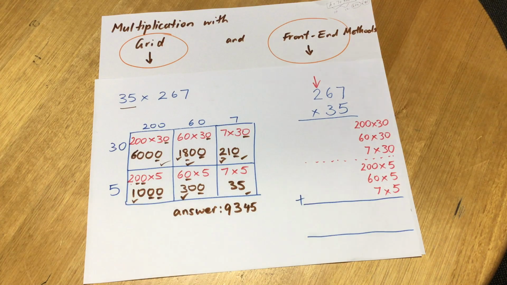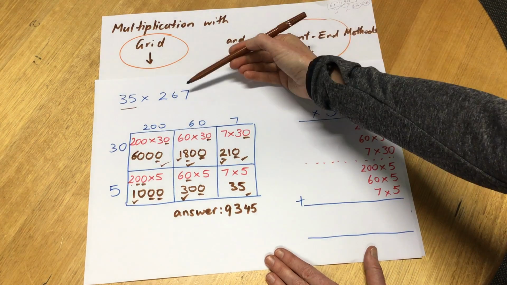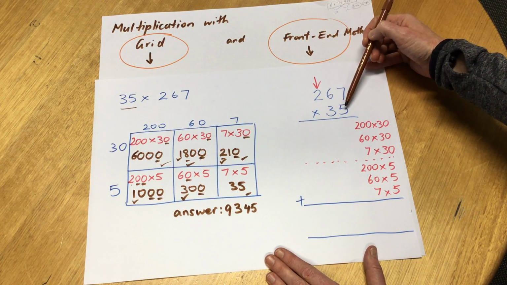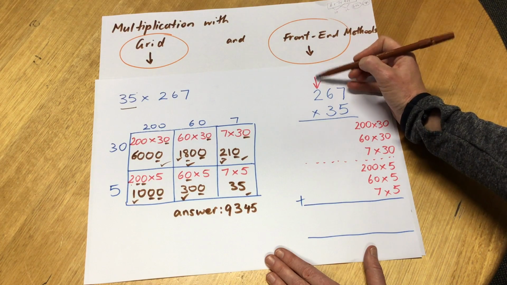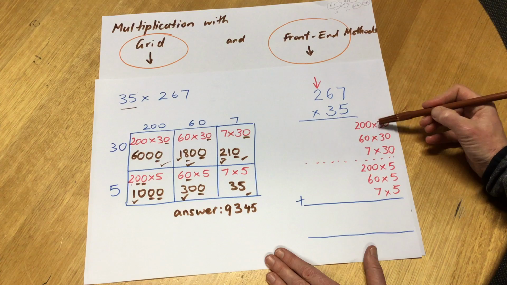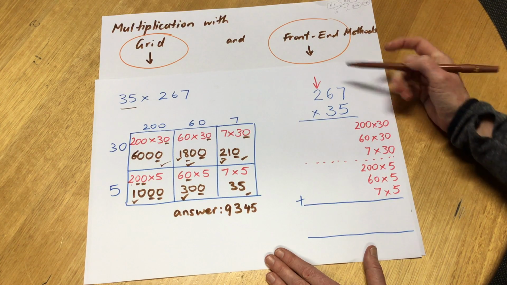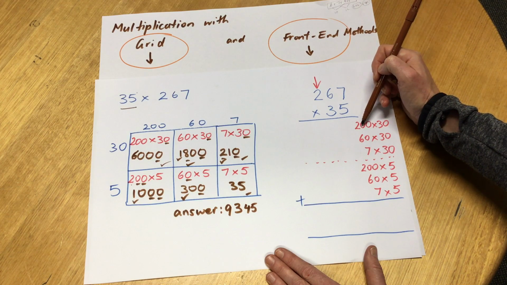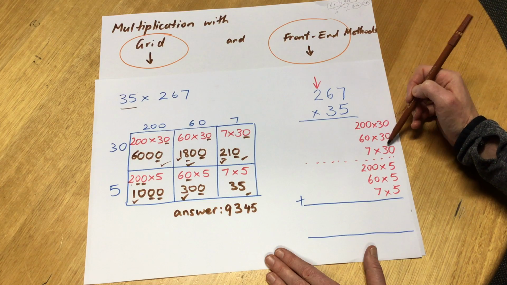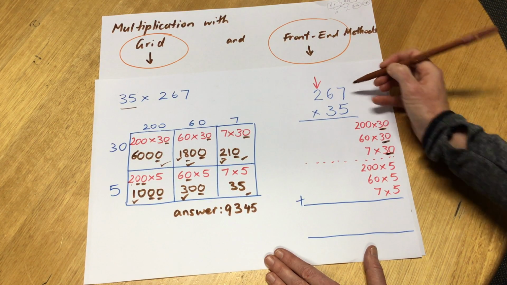Let's move over to the front end method. Same problem. See my 35 and my 267, I'm multiplying against them. Front end means that I am starting at the front end. I've recorded my thinking to show you what I'm doing here. I'm starting with 200 and I'm going to multiply it by 30. I'm going to do all my 30s, you'll notice. First up, my 200, my 60 and my 7.